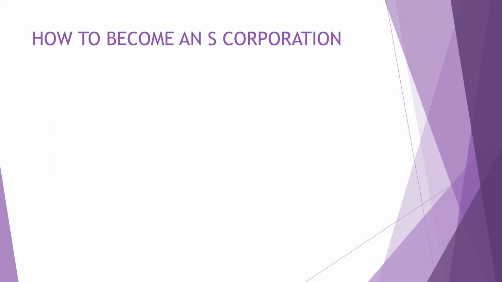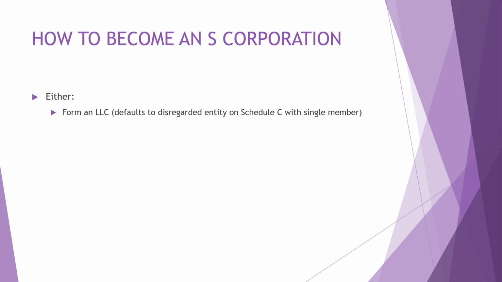So if you've decided that becoming an S corporation sounds like a good idea, a good benefit for your company, how do you do that? Well, you can either form an LLC or you can form a corporation. If you form an LLC, that's a limited liability company, the default tax status with just one owner, one member, is going to be a disregarded entity, which means you're reported on Schedule C. When you form a corporation, that default tax status is a C corporation.